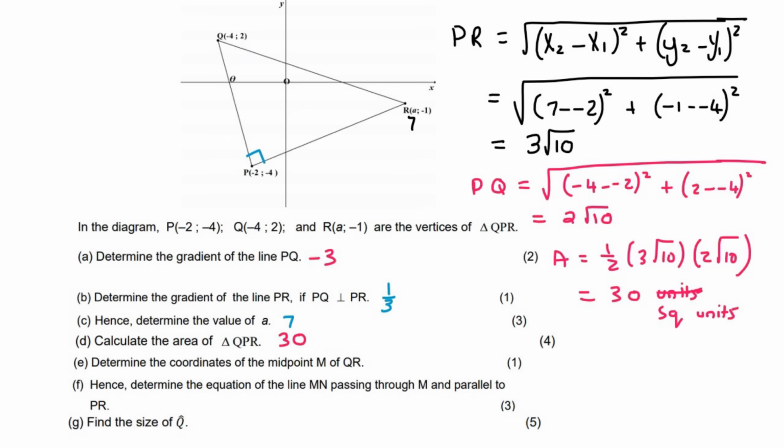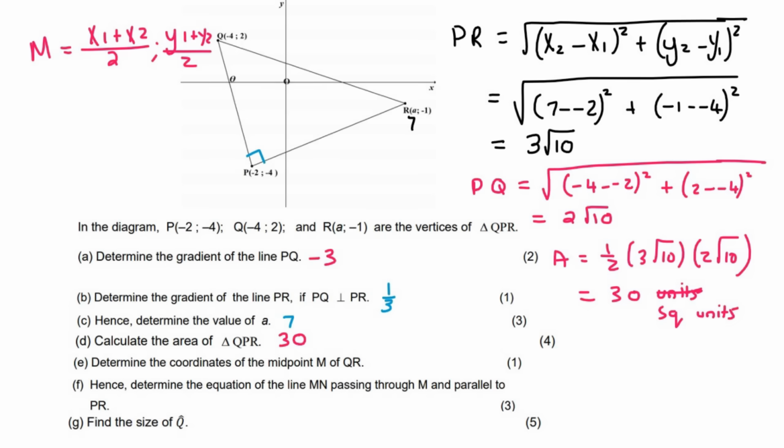Question E, determine the coordinates of the midpoint of QR. So the midpoint of this line over here. So of course we will use the midpoint formula, which is x1 plus x2 divided by 2. And then we do the same with the y values.